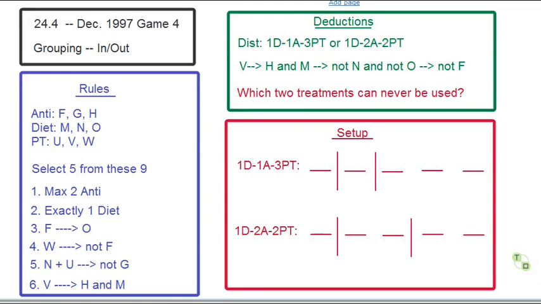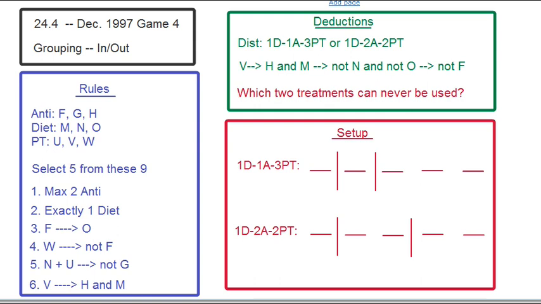Okay, let's look at Prep Test 24, Game 4, which is from December 1997. In this game, they give us 9 treatments, and we are supposed to select 5 of them. So it's an in and out game because we're just forming one group, which is, I guess, the regimen of treatments that a patient is going to get.